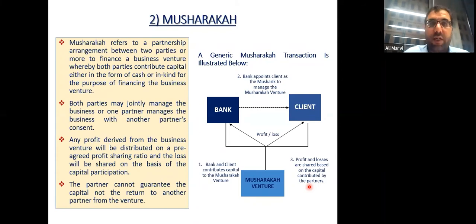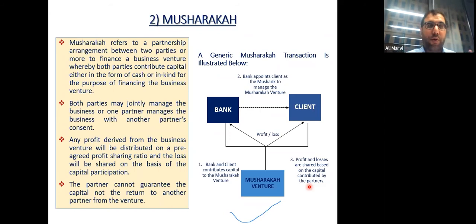So the difference between Musharaka and Mudaraba, I guess, is clear to you. In Mudaraba, the total capital is brought by one party, and labor or the management skill is brought by the other party, which is called the entrepreneur. But here, both parties contribute to the capital requirement of the project, and in the Mudaraba, the losses are just borne by the capital provider.